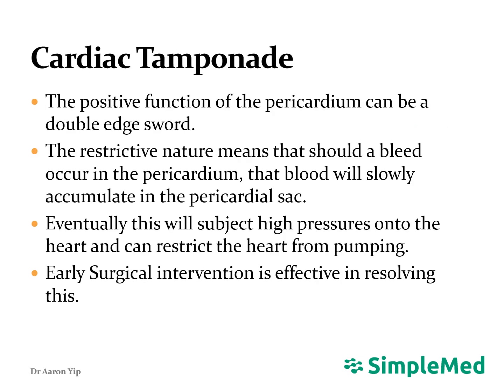One clinical point I want to mention is that although the characteristics of the pericardium enables it to carry out its role well, its features can be a double-edged sword. And what do I mean by that? Due to the restrictive nature of the fibrous layer, should a bleed occur in the pericardium, this can quickly accumulate, eventually subjecting the heart to high pressures and restrict the heart from pumping. Early surgical intervention is effective in resolving this. This condition is known as a cardiac tamponade.